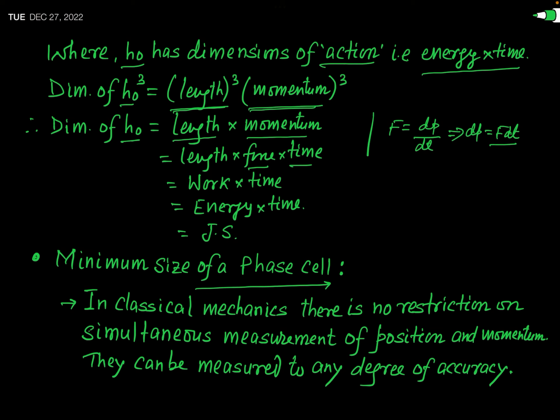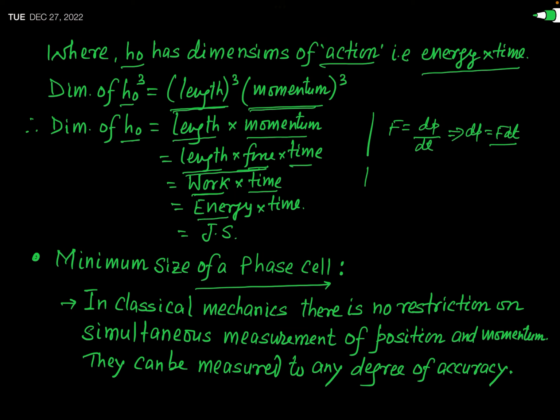Again, you know that work is just the product of force and displacement, meaning length. So the product of this length and force will have a dimension of work. So instead of length into force, you may write work. So the dimension of h naught is simply equal to work into time. And as you know, the dimension of work is the same as that of energy. Both have the same unit and same dimension. So instead of work, you may write energy.